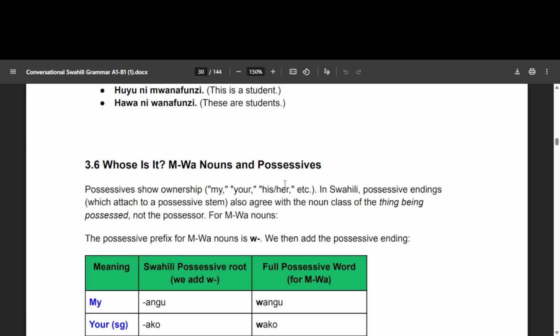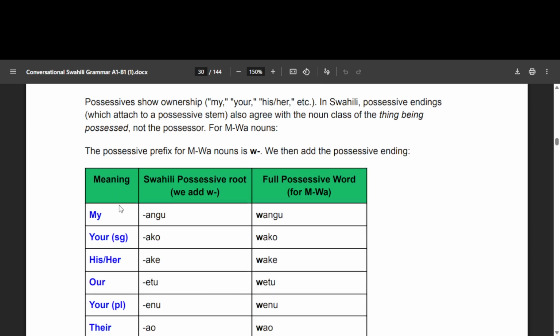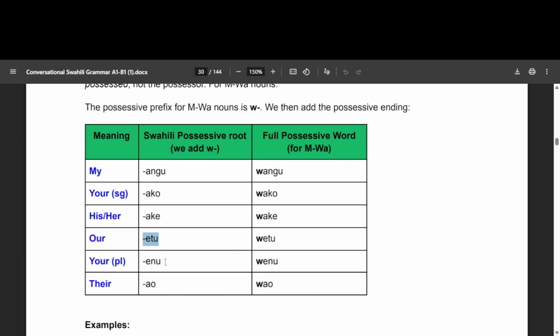The possessive prefix for the M-wa nouns is W. We then add the possessive ending. Basically, for most nouns, the core nouns of the M-wa class, the possessive is W, but we just have a few exceptions which I'll explain. Meaning, my, the root here is angu. We need to add W here. Your, we say ako, this is the root. His or her, we say ake. Our, we say etu. You, plural, we say enu. Their, we say ao. Alright?